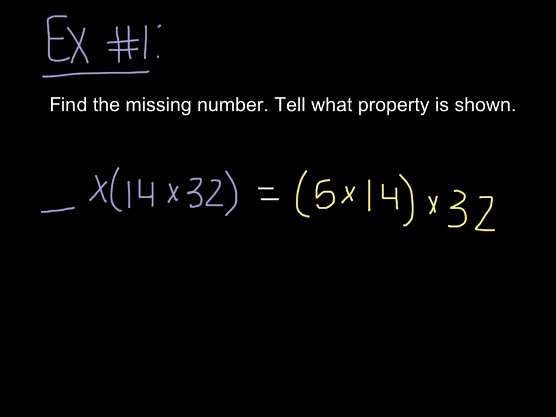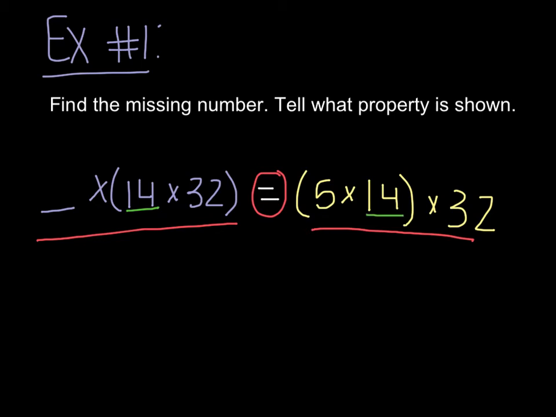Okay, example number 1. For all the examples, we are going to find the missing number, which has a line. So wherever there's a line, that's our missing number. And we're going to tell what property. That's why I wanted you to copy down the examples so you could look at them. All right, so here's how you find the missing number. You are looking at what's in front of the equal sign and what's on the other side of the equal sign, and you want them to be the same. So let's compare. We have a 14 on this side, and we also have a 14 on this side.